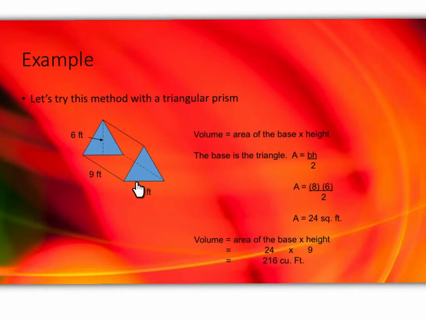The base of the triangle is 8, the height is 6, and we're going to divide that by 2 to get 24. And now we multiply that by the height, and we have 24 times 9, and that gives us 216 cubic feet. Cubic feet, or you could put feet to the third power. Same thing as cubic feet.